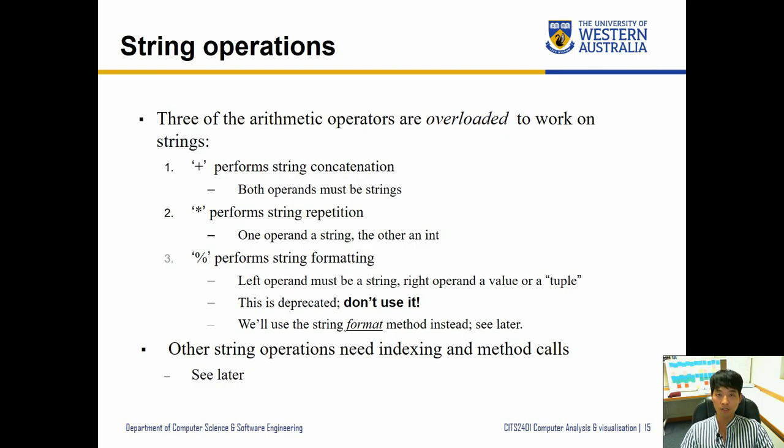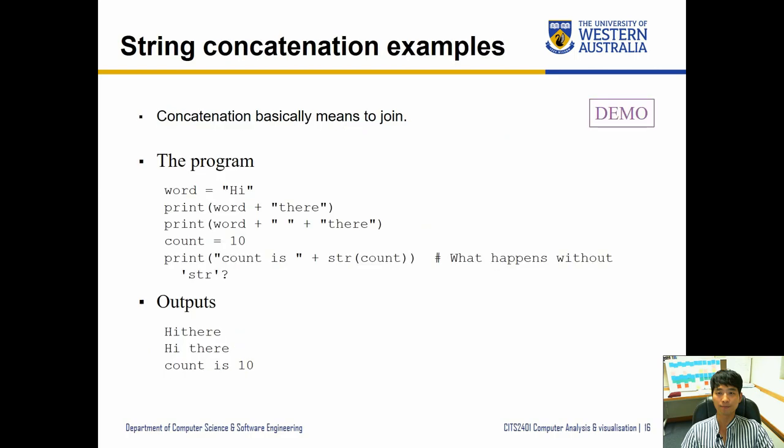However, this is an old style of formatting strings in Python, and we don't really use that anymore. Python has now released a better version of using format. So we'll be using the string format method instead, which you will see later when we cover string methods. Other string operations need indexing and method calls, so we will go over them as we move along when we cover lists.